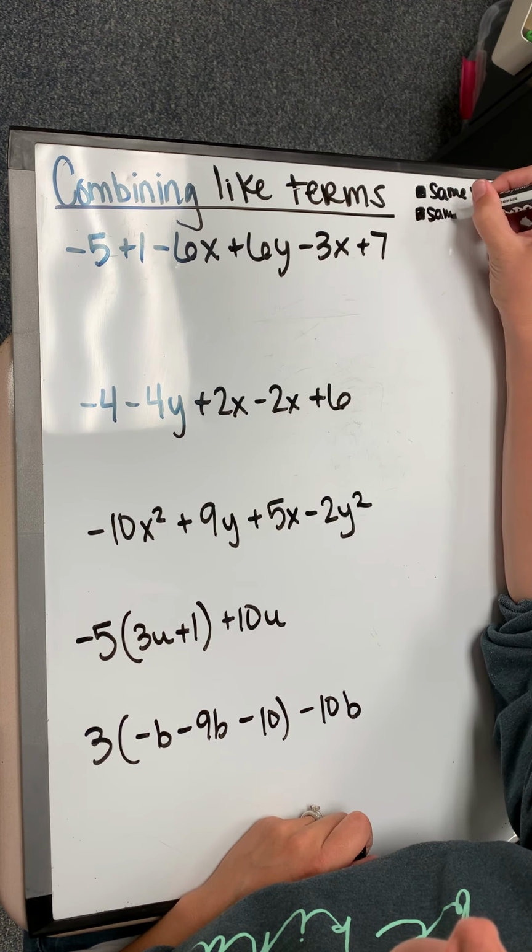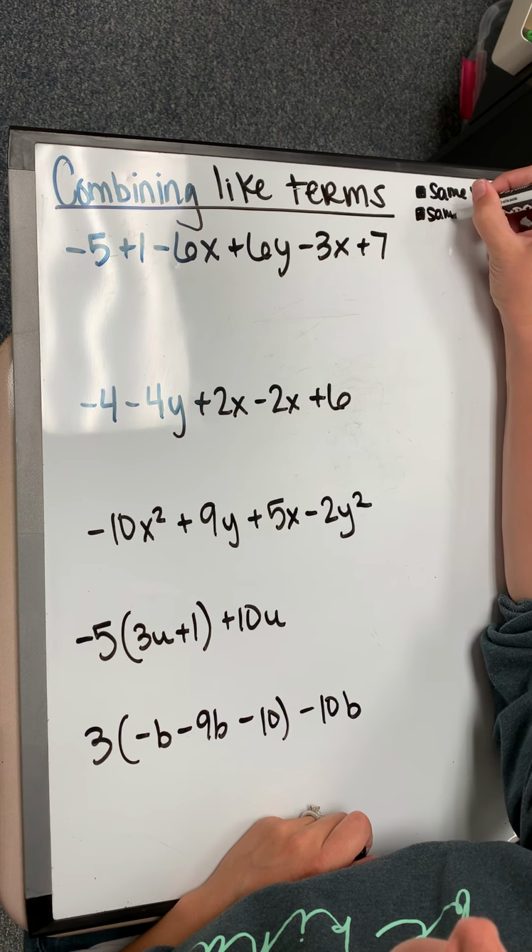After everything is combined, our simplified expression, remember this isn't an equation, we don't have an equal to sign, we're not trying to solve anything, we are just combining like terms, is going to be 3 minus 9x plus 6y. When everything that we can combine is combined, this is the answer we get.